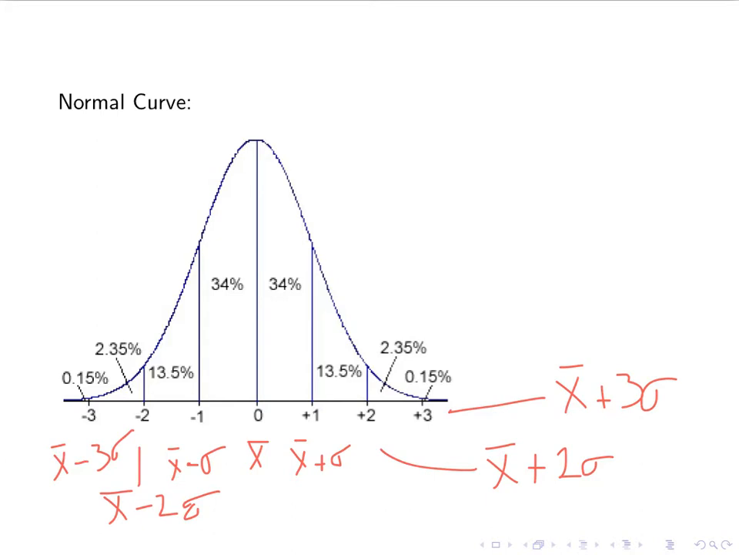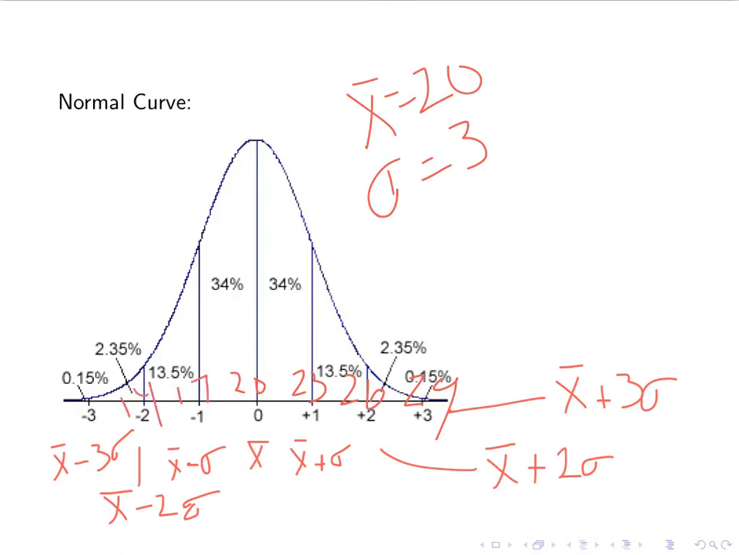Okay, so what I'm going to be doing in a problem is I'm going to give you the mean and the standard deviation, and then based on those numbers, we're going to fill out the x-axis. So if I have, for instance, x bar is 20 and sigma is 3, then 0 would be 20, 1 would be 23, 2 would be 26, 3 would be 29, and so forth. So I'm going to be adding sigma as I go to the right, and I'm going to be subtracting sigma as I go to the left. So negative 1 would be 17, negative 2 would be 14, negative 3 would be 11, and so on.